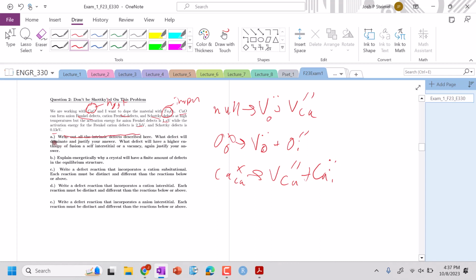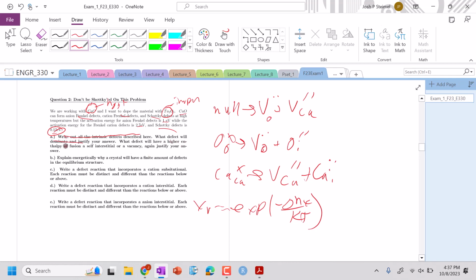What defects will dominate? It's going to be the Schottky defect because it has the activation energy of 0.13 eV. So we have our exponential of minus delta H_f all over kT, so our concentration of vacancies is proportional to that value. So lower activation energy, more defects will dominate.